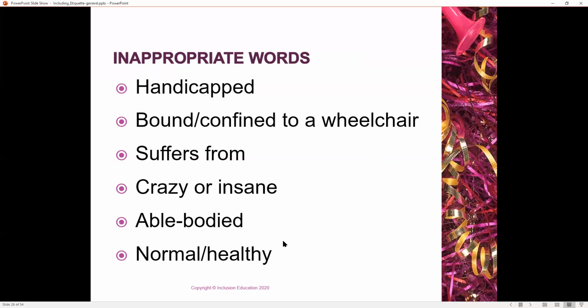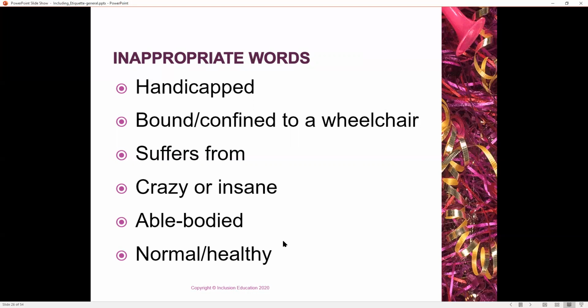The phrase suffers from: we don't suffer from anything. This is who we are, what we have. This person just happens to have a visual impairment. This person just happens to be deaf. This person just happens to be a wheelchair user. We don't suffer from MS, or from whatever. There may be difficult parts involved, but the phrase suffers from is an inappropriate one.